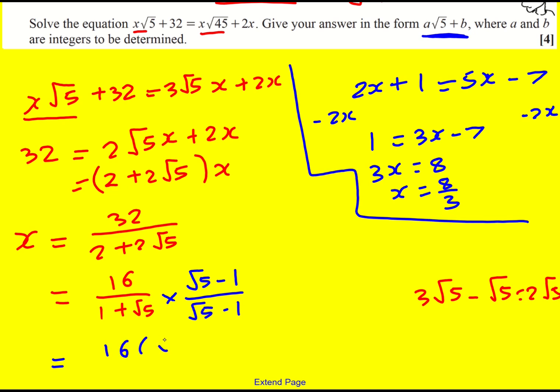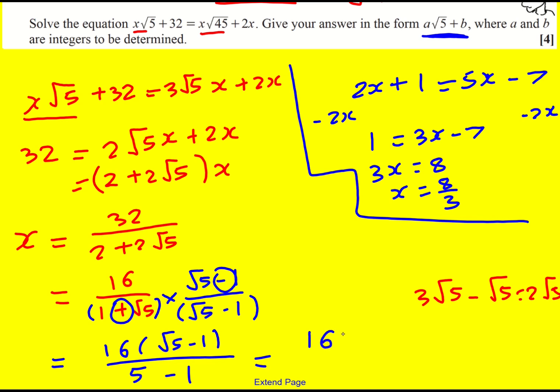So 16 times root 5 minus 1. And when I multiply this bracket out, I'm going to get root 5 times root 5, so 5, and then 1 times minus 1, so I'm minusing 1 there. And of course, I'm going to get a plus root 5 and a minus root 5, but they cancel. That's why this works. That's why we change the sign here from a plus to a minus to rationalize the denominator.